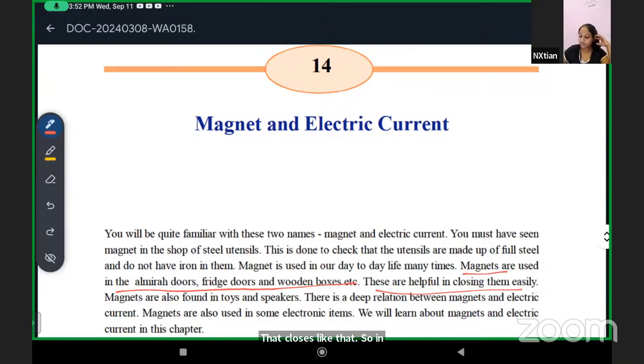Okay, and they are also found in toys and speakers. Also, there is a deep relation between magnets and electric current. Magnets are also used in some electronic items. So we learn about magnets.